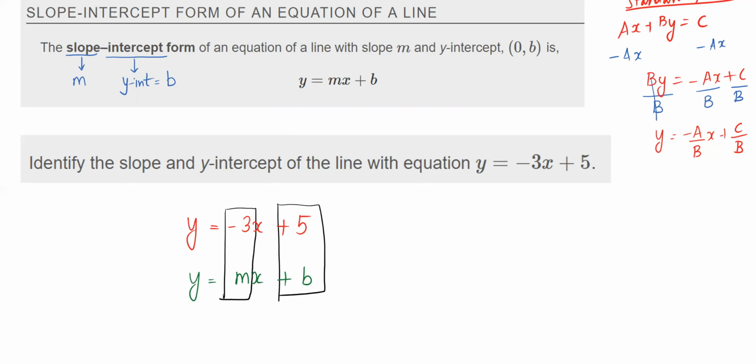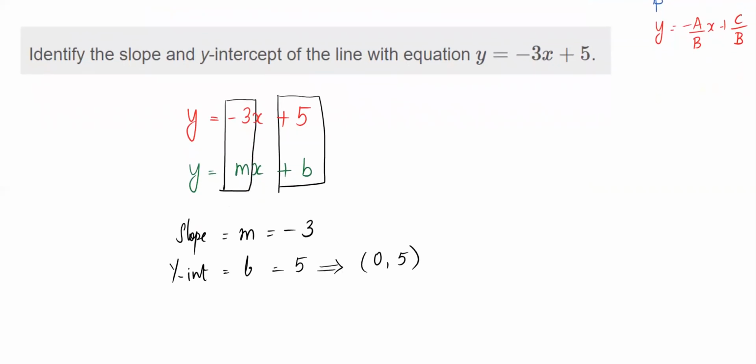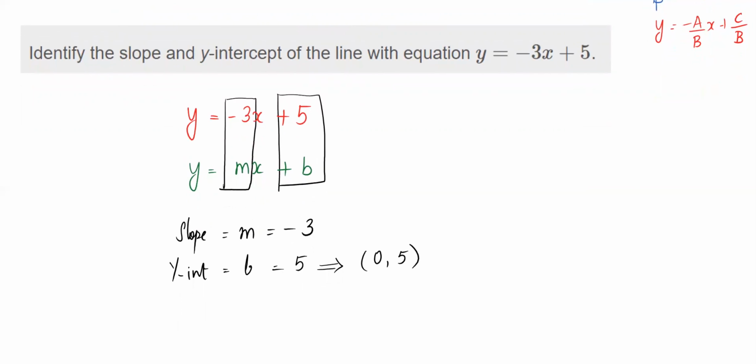So they match, and you simply state your answers. The slope is negative 3. The y-intercept is b, which is 5, but you want to write it as a coordinate. It's a y-intercept, which means your x is always 0. So (0, 5) is your y-intercept. That's it. No calculations, no computations, no formula even to remember, but we do have to know the slope-intercept form to match them correctly.